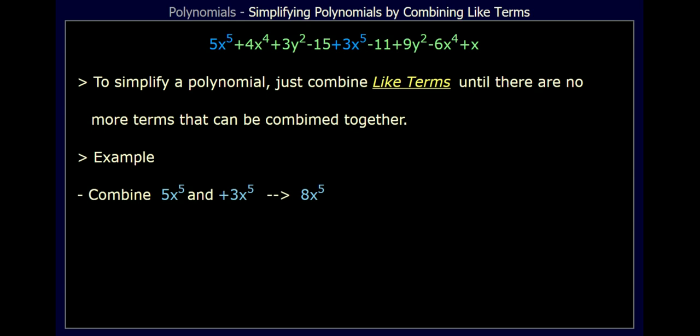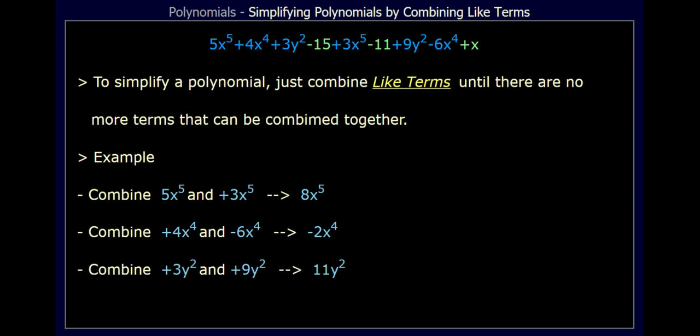And I'm going to combine those x to the fifths. 5 plus 3 is 8. All right, so let's go down to the next power. That's what I have, x to the fourth. I have 4 minus 6. So the positive 4. Notice I keep the signs. I don't want to forget. 4 minus 6 is minus 2, and x to the fourth. Who's next? I have the y squared. 9 plus 3. I'm going to get 11y squared.